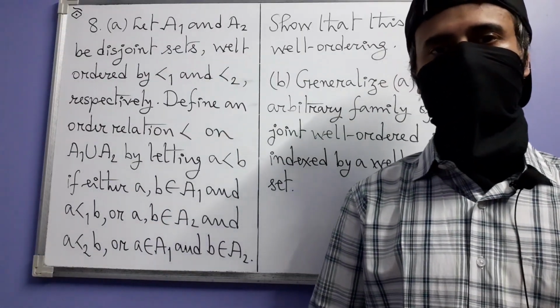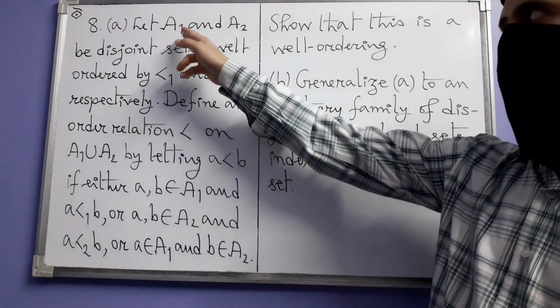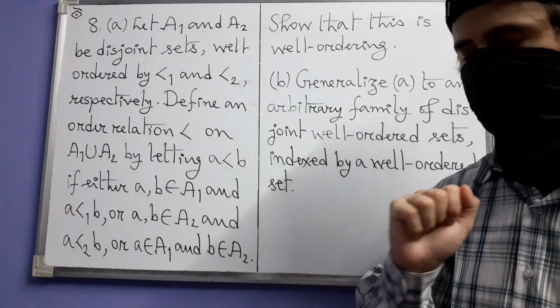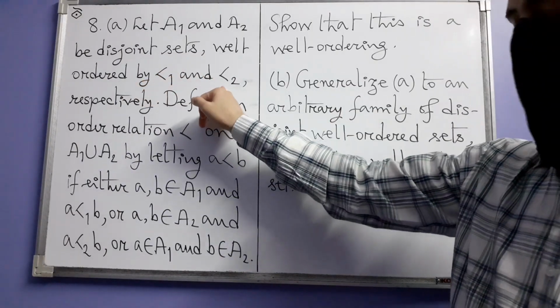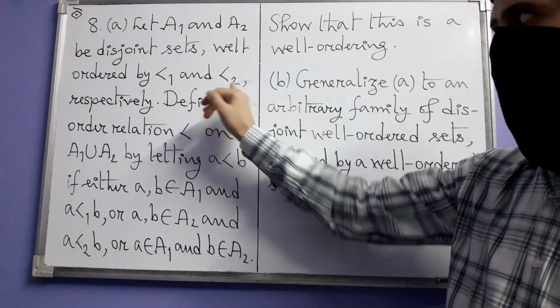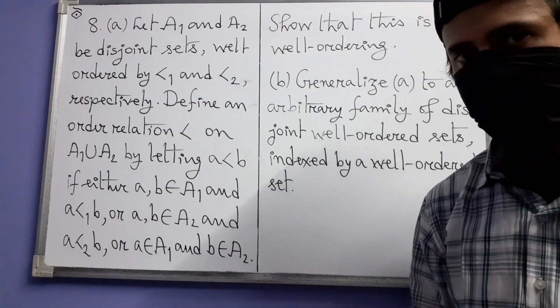Next we have exercise 8. There are two parts. In part A we are given two sets A1 and A2 which are both well ordered with respect to these two respective ordered relations, the first less than and second less than, and they are disjoint. Okay, so there is no common element.